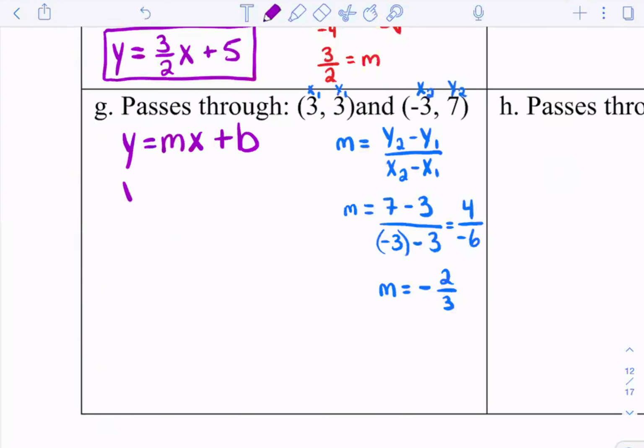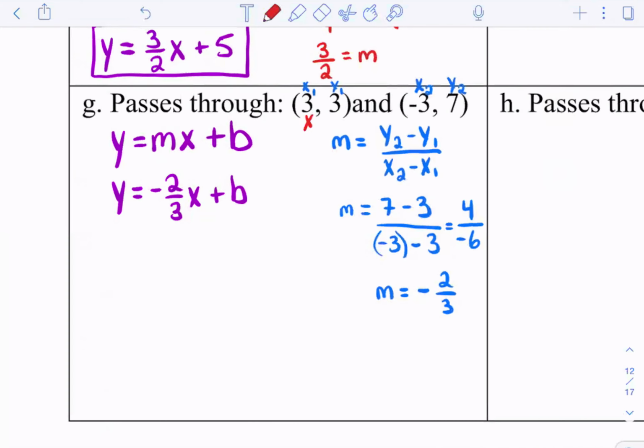Okay. So we have that piece of information. We have our m now. So let's replace the m with negative 2 over 3. And just like we've done in the other examples, we're going to replace our x and our y. Now, how do I know which x and which y to pick? Well, I say, pick a point and plug it in. Doesn't matter. You just pick a point. I like to pick points that don't have negatives, so I want to pick the first point, a 3 and a 3. Do we know why it doesn't matter?